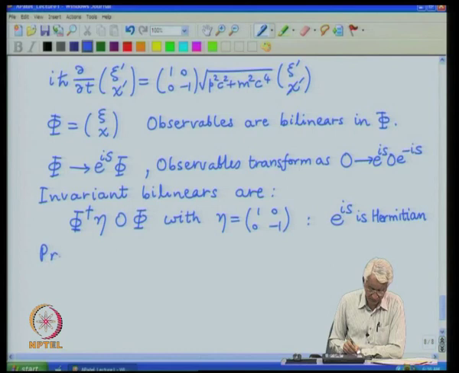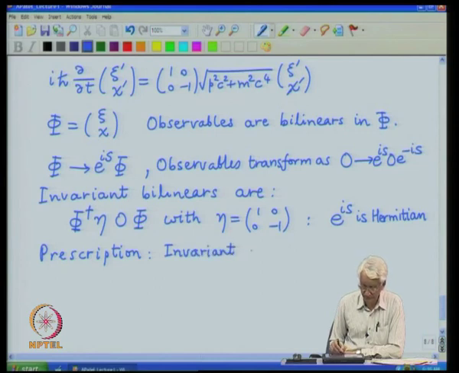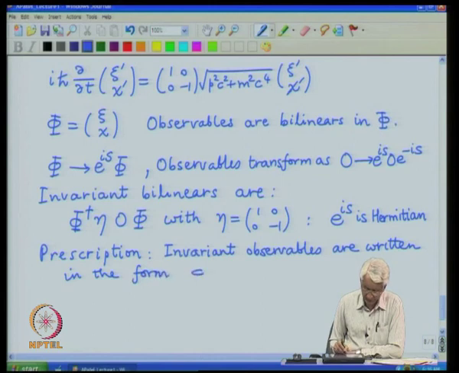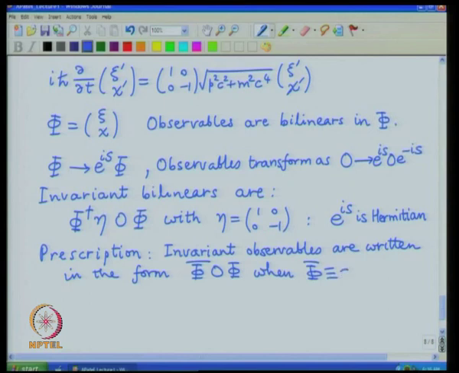So, various operators invariant observables are written in the form, and here I will introduce another notation which is common, phi bar O phi, where phi bar is identical to phi dagger eta.